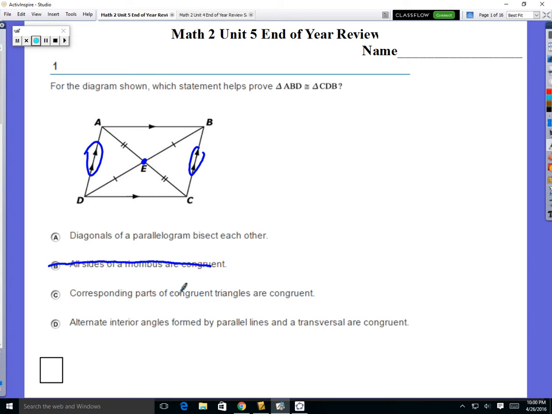Corresponding parts of congruent triangles are congruent. D, alternate interior angles formed by parallel lines that are cut by a transversal are congruent. Okay, it's going to be D. They want you to go for D.